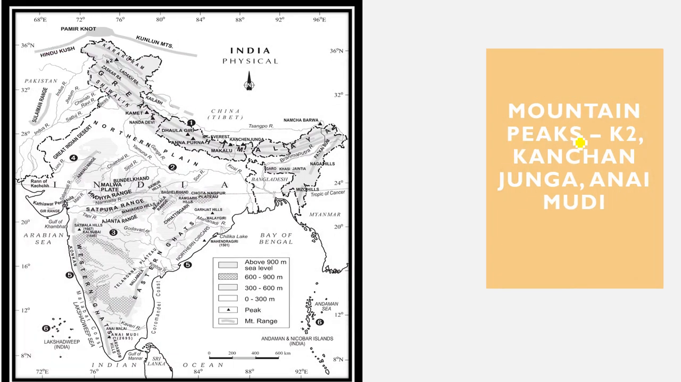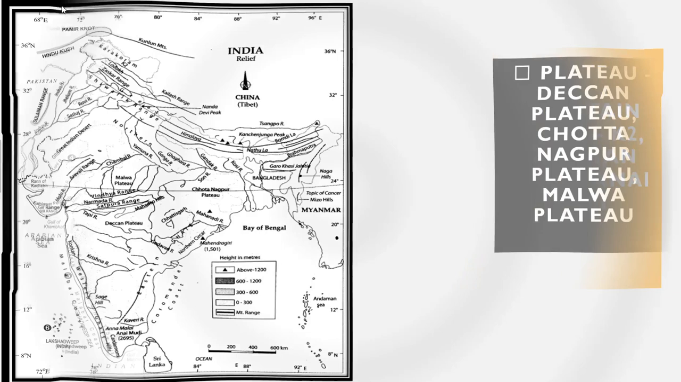The next one is about the mountain peaks. We are going to locate K2, Kanchenjunga and Aneimudi. You can see Mount K2 here, right? You can see Kanchenjunga in Sikkim. Here it is, Kanchenjunga. And you can see Aneimudi in the Western Ghat. Right? Mountain peaks: Mount K2, Kanchenjunga and Aneimudi. Let's go to the next one.